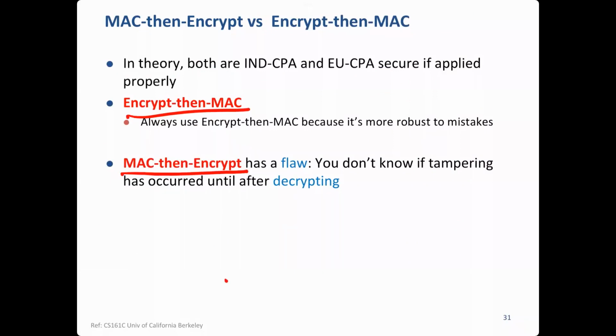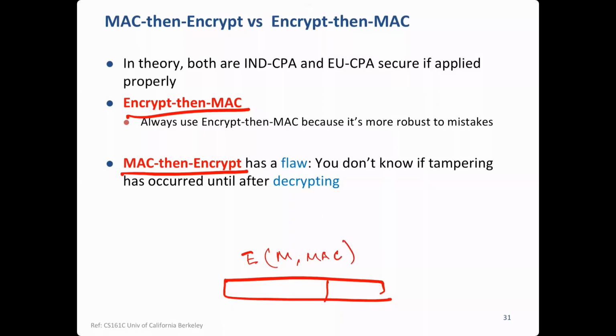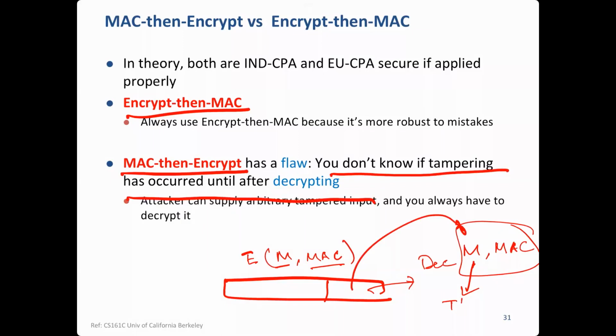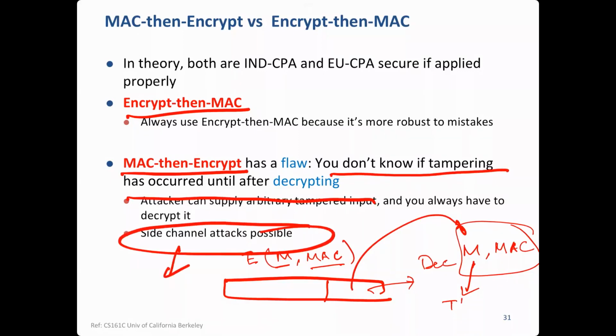Simple reason you can say is that what Bob receives is some encryption of message M and MAC. First he has to decrypt it, then get the message and the MAC. From that he has to calculate the MAC again, and then find out if something is tampered or not. So you don't know if tampering occurred until you have decrypted the whole message. So it will be a little slower. And of course side channel attacks are possible. We will not discuss this point. Side channel attacks are essentially implementation based attacks.